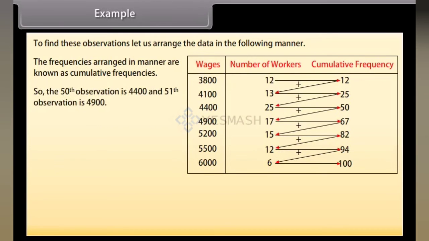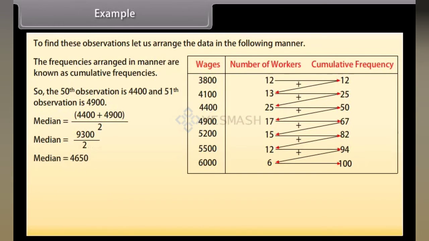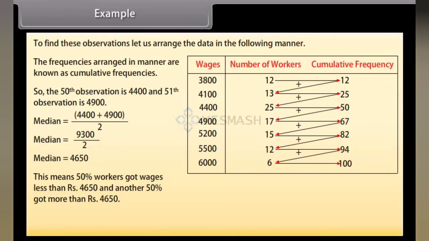So, the 50th observation is 4400 and the 51st observation is 4900. Median is equal to (4400 plus 4900) by 2. Median equals 9300 upon 2. Median is equal to 4650. This means 50% workers got wages less than rupees 4650 and another 50% got more than rupees 4650.